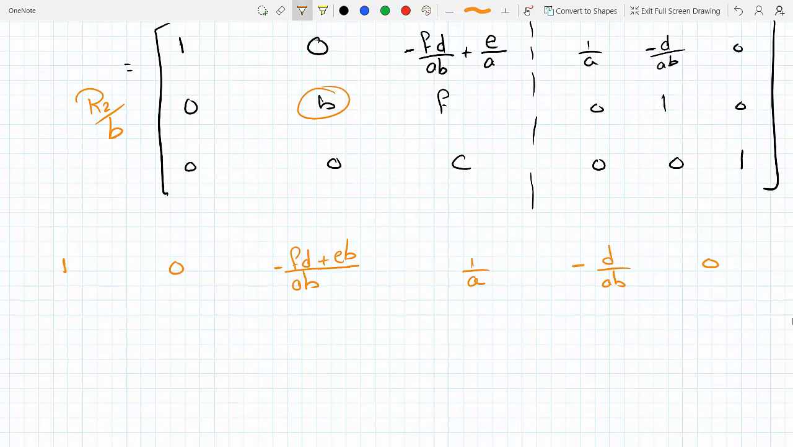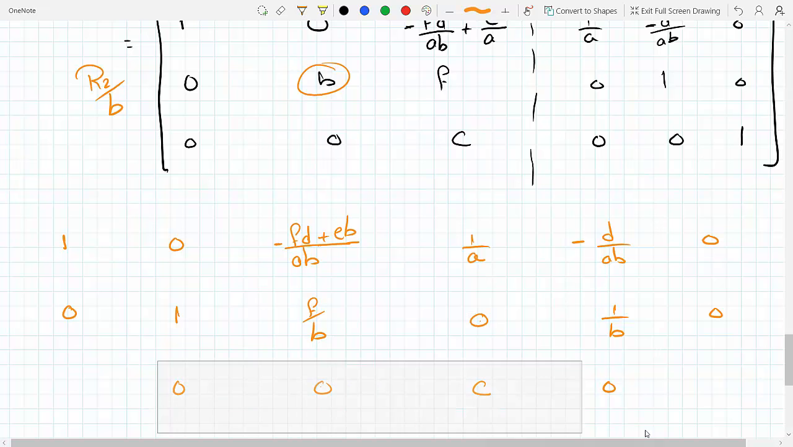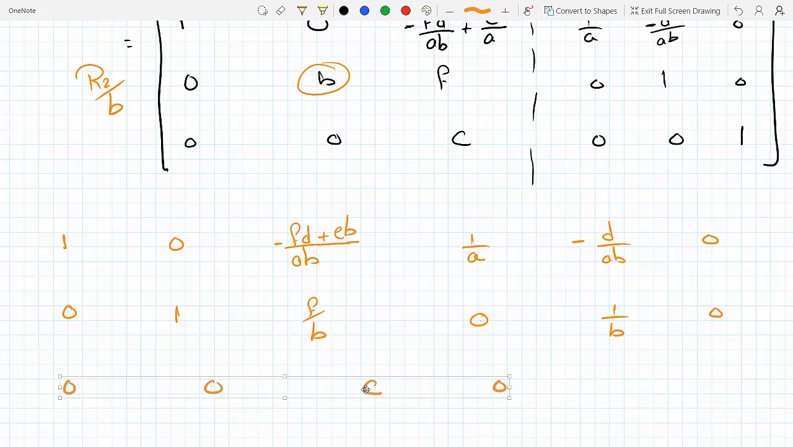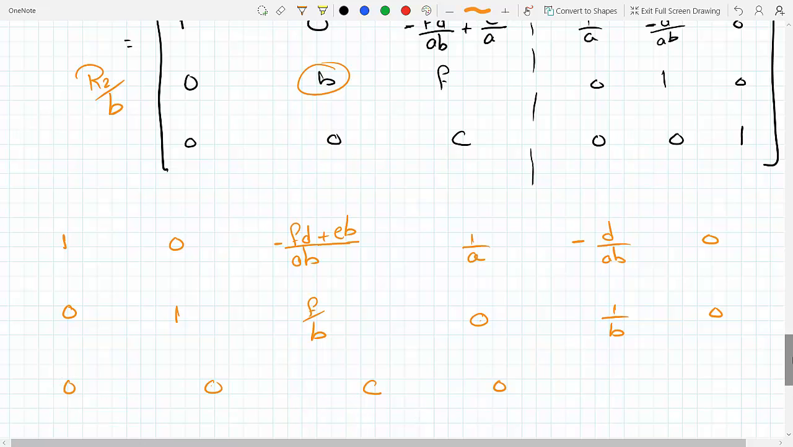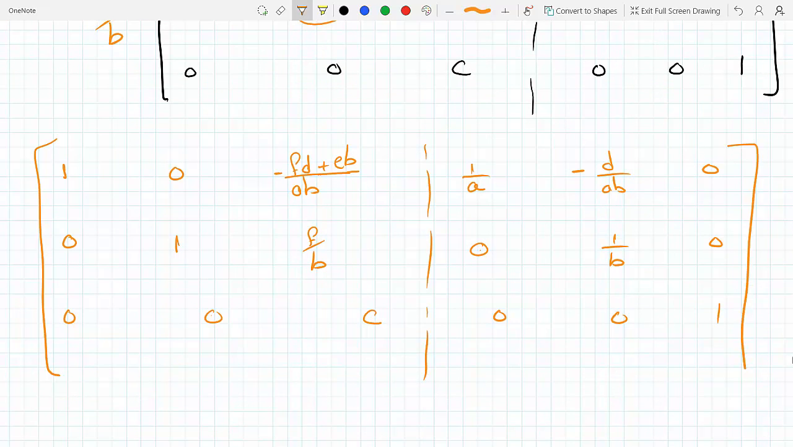And here we're going to divide by B, so 0 1 F over B 0 1 over B 0, and then we have 0 0 C 0. Skip by 1 cell. Okay, here we go. This fixes. Okay, 0 0 C 0 0 1. Okay, the divider is here, and this is where I am so far.